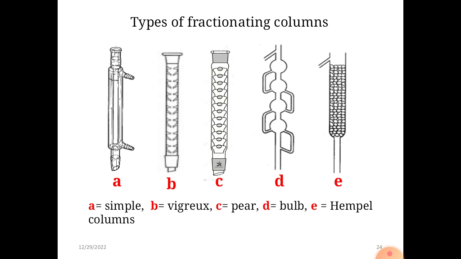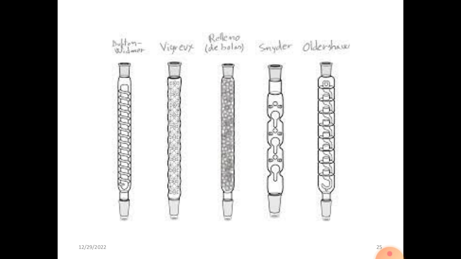A number of other types are also available, but here only a limited number are given to discuss. In the next slide you will find a number of other columns. Besides the Vigreux we just discussed, a cylinder is another column where pear-shaped beads are placed inside. A number of other columns are available which are in use.